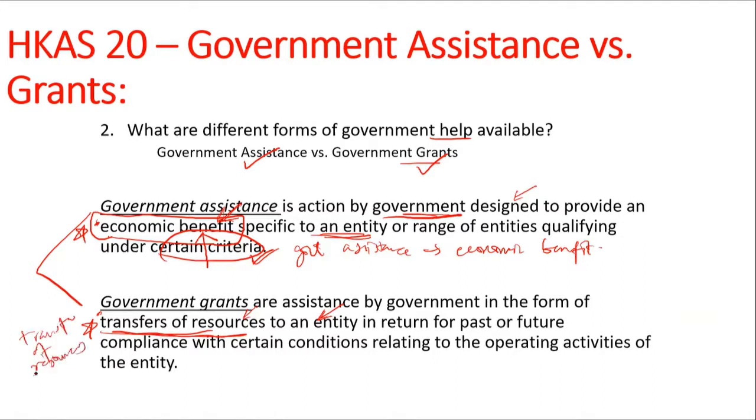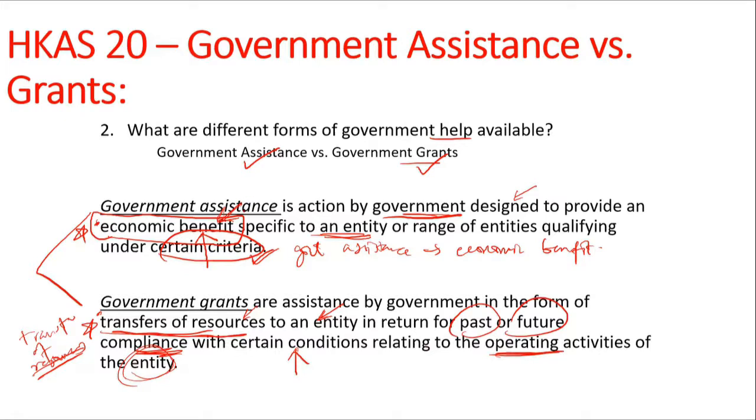Government is giving you resources instead of providing an economic benefit. So there is a transfer of resources in return for past or future compliance with certain conditions relating to operating activities of the entity, right? So for example, government can give you land for coal mining or give you land for oil rigging. So this would be a transfer of resource. Land is a resource. There's a transfer of resource, right?